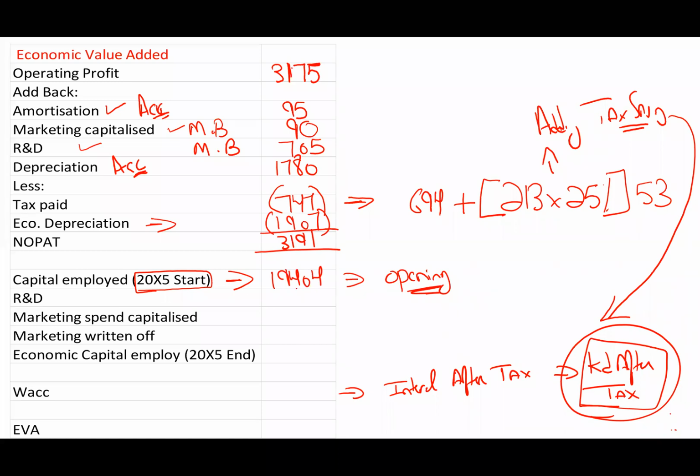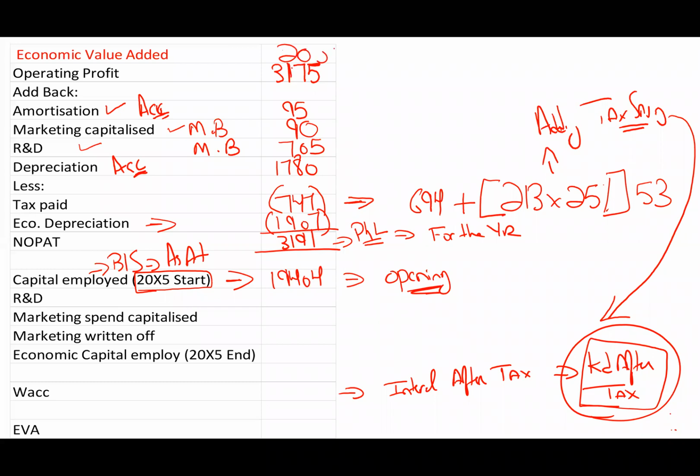19404. Okay. Now, because capital employed relates to the balance sheet and NOPAT relates to profit and loss, and profit and loss is always for the year, whereas the balance sheet is always as at a date. So now just keep this in your mind.